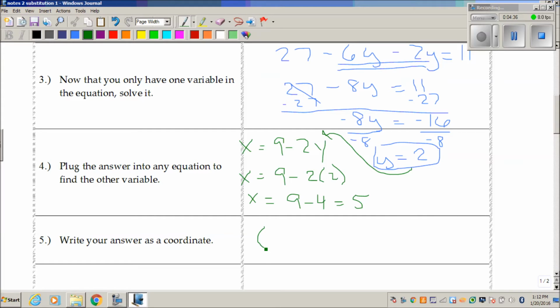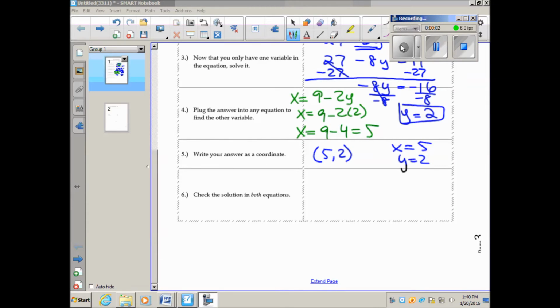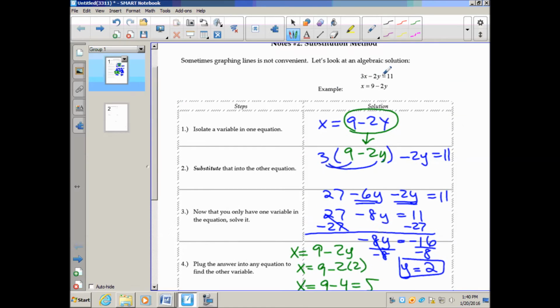x equals 5, y equals 2. I can write it as a coordinate, (5, 2), or I can write x equals 5, y equals 2. Either way is acceptable. So now I know that the point that both lines have in common is (5, 2). Now that we know the solution is (5, 2), we're going to check that solution in both equations, because if that truly is the solution, it'll make both equations true.